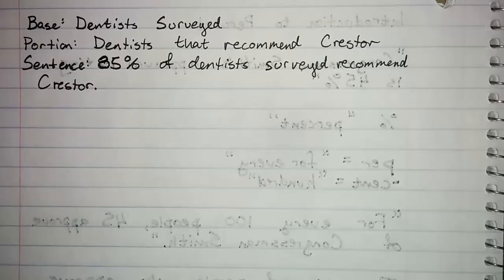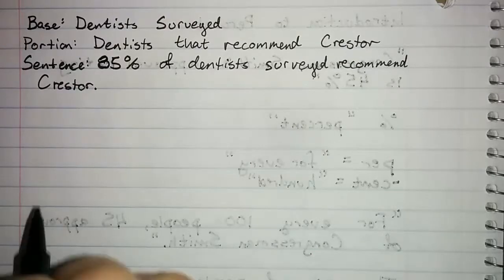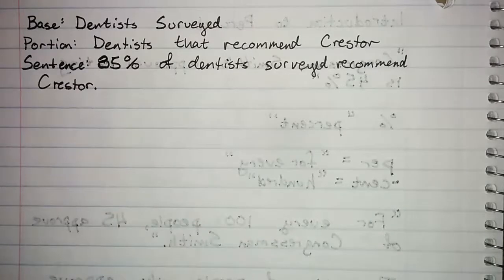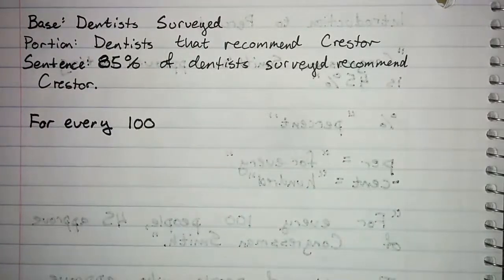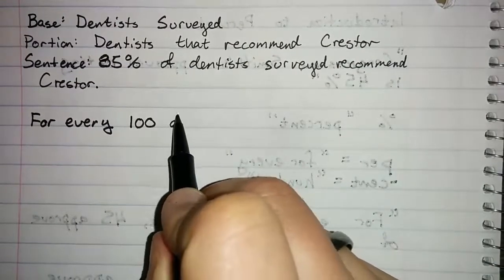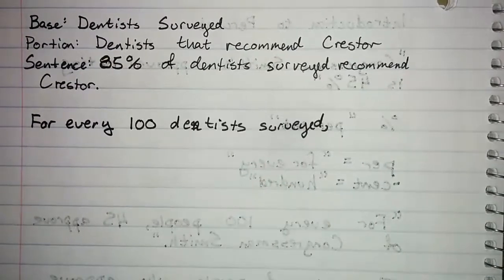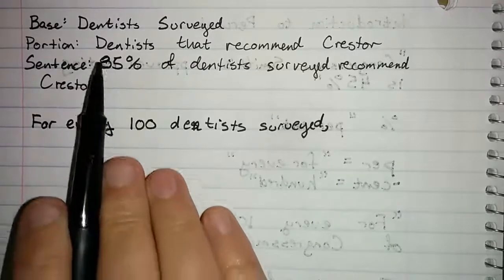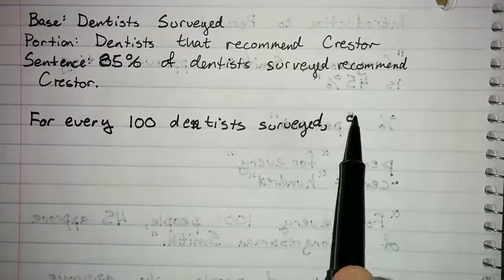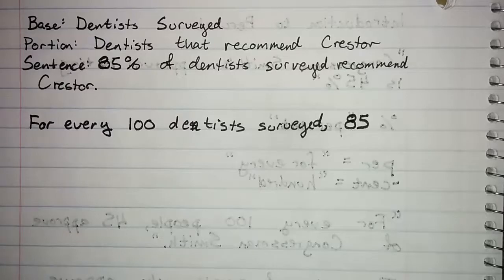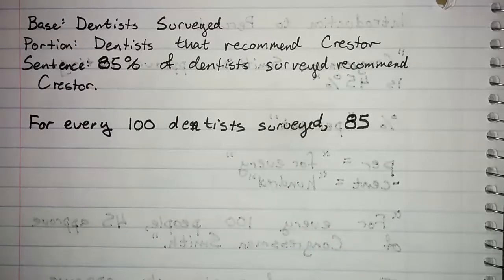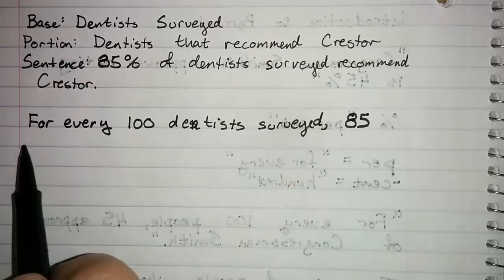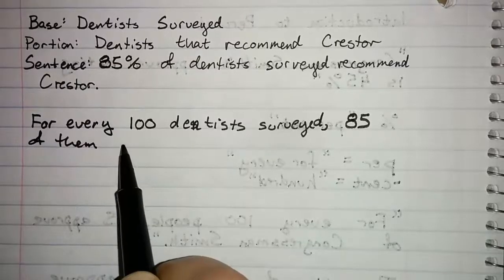What does that mean? Well, that means that percent is for every 100 of the base. For every 100 what? For every 100 dentists surveyed, what? 85 for every 100. 85 of what? There are 85 dentists that recommend Crestor. So for every 100 dentists surveyed, 85 of them recommend Crestor.